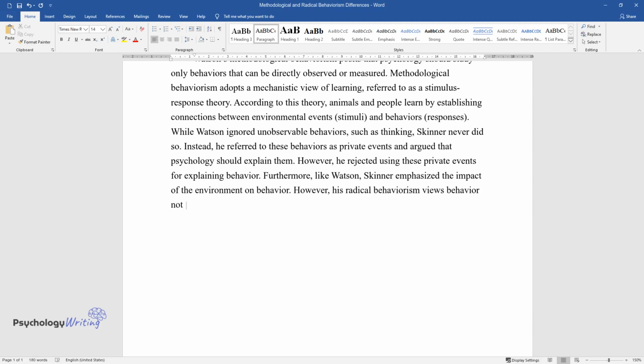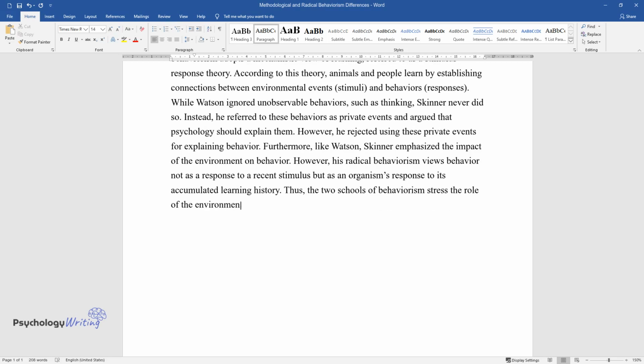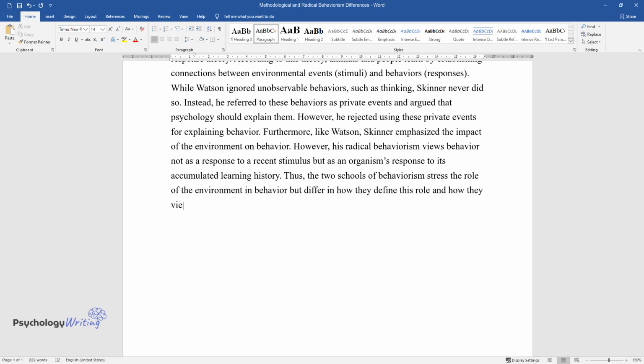However, his radical behaviorism views behavior not as a response to a recent stimulus but as an organism's response to its accumulated learning history. Thus, the two schools of behaviorism stress the role of the environment and behavior but differ in how they define this role and how they view private events.